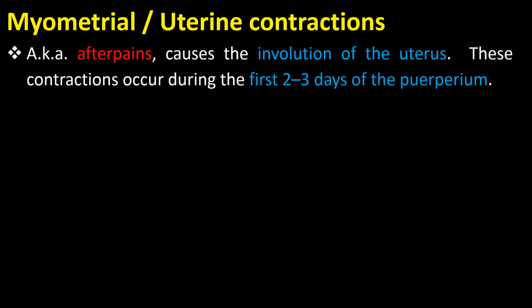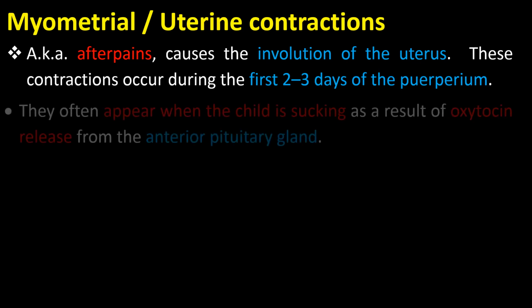So before the uterus can involute to its normal size and shape, there should be the presence of myometrial or uterine contractions. In simple terms, these are called after pains. And these contractions are the ones which cause the involution of the uterus, or they cause the return of the uterus to its normal size. These contractions occur during the first 2 to 3 days of puerperium.